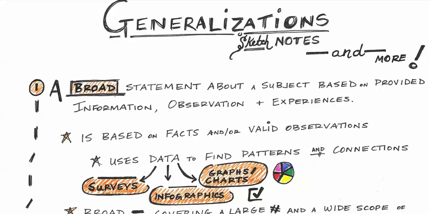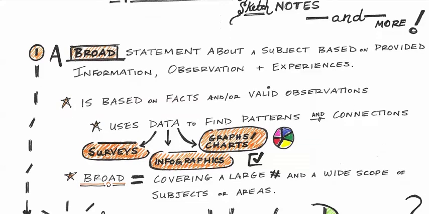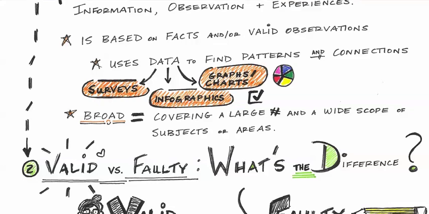It's basically where you've taken information, observations, and experiences and come up with a one to two sentence statement about information. So it's always going to be based on facts. And they're going to have to be valid observations. So valid means good observations.